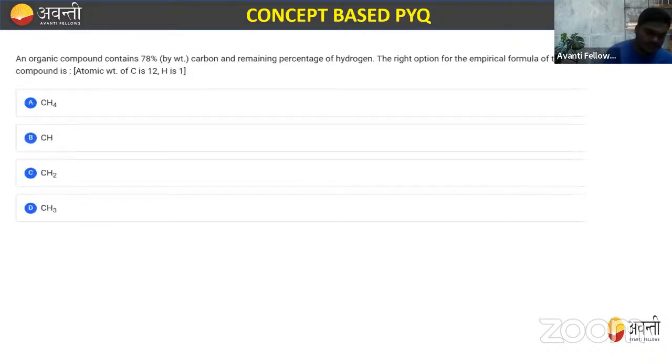Now move to the next question, that is, an organic compound contains 78% by weight carbon and the remaining percentage hydrogen. What is the right option for the empirical formula of this compound? So you need to calculate the empirical formula, right? How will you calculate the empirical formula?